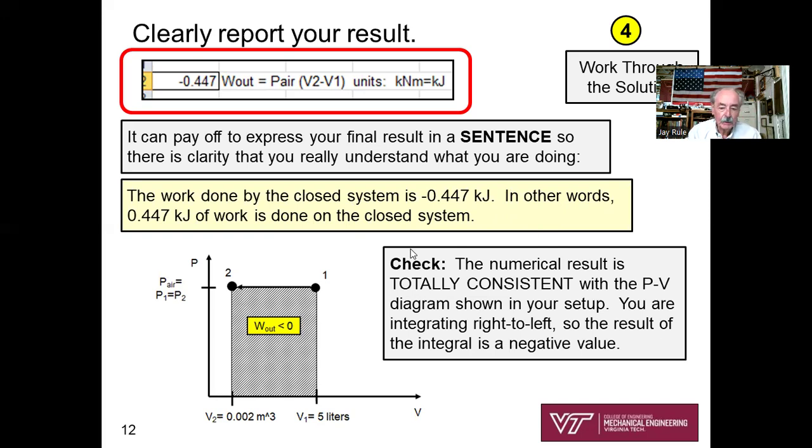Okay, and so as a check, we got a negative number. This is just a reprise of our sketch. I just took a screenshot of the sketch. Notice we're integrating right to left. That signals that we're going to get a negative number. So we're totally consistent with our sketch and our numerical work. We're ready to turn this in.